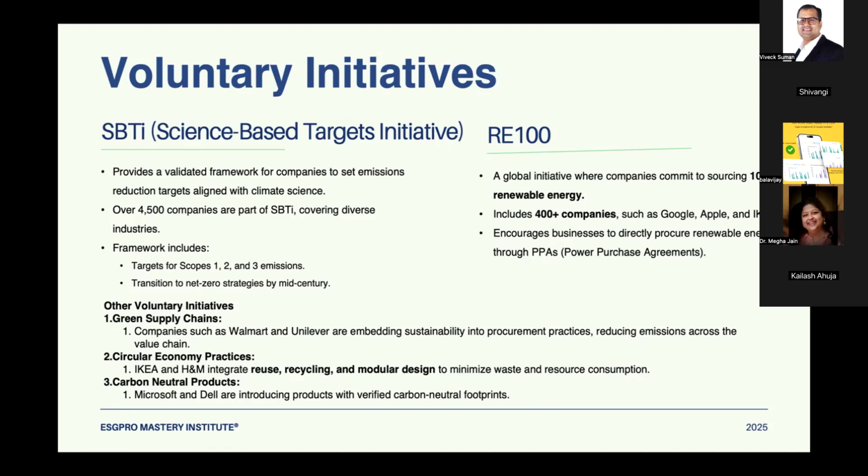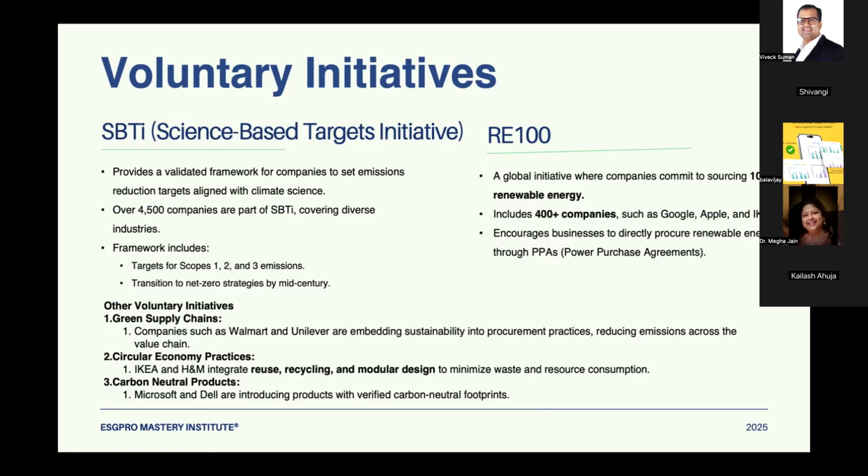This provides a validating framework. It validates your plan and progress towards net zero emissions, or even carbon reduction. People gravitate towards SBTI because it's the most authentic one, and now the world is accepting it. The framework includes targets for scope 1, 2, and 3 emissions as well. That's why people who are really serious about carbon reduction or climate action love this. And everybody agrees on the transition to a net zero strategy by mid-century if you are on the SBTI pathway.